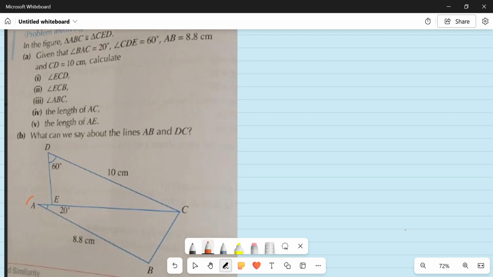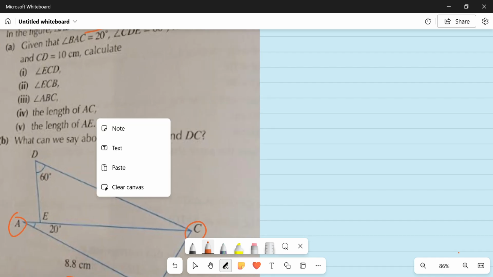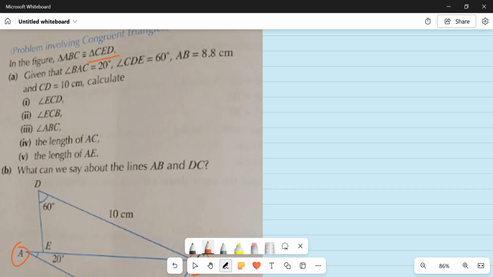Triangle ABC is congruent to triangle CED. Given that all the measurements are given to you, like AB is 8.8 centimeters and CD is 10 centimeters, if I write the name of the triangle, with the help of the name we can find out their measurements easily, right? So with the help of the name, we will find out their congruency.